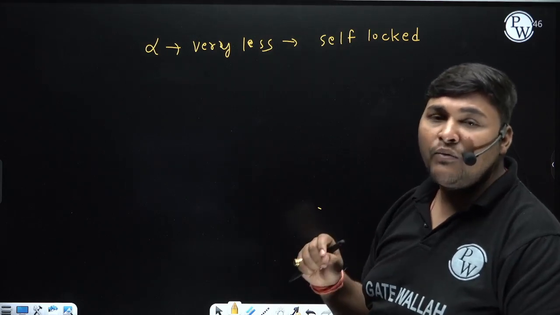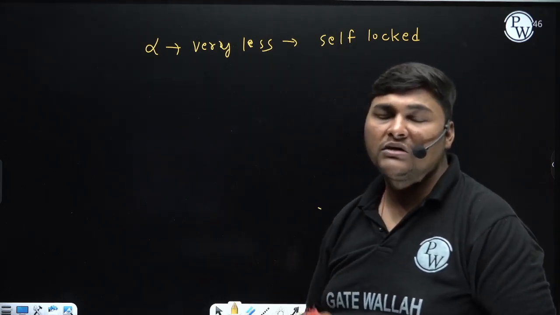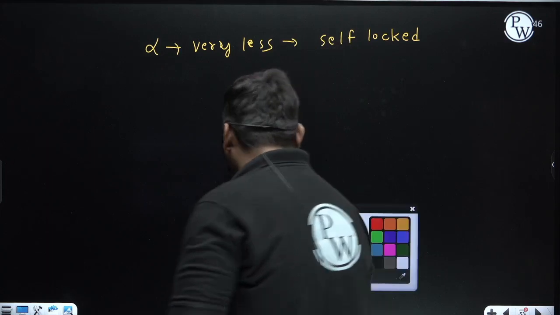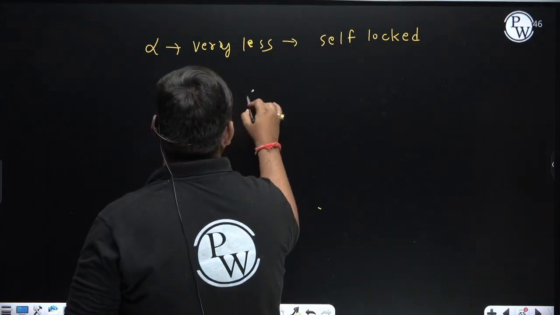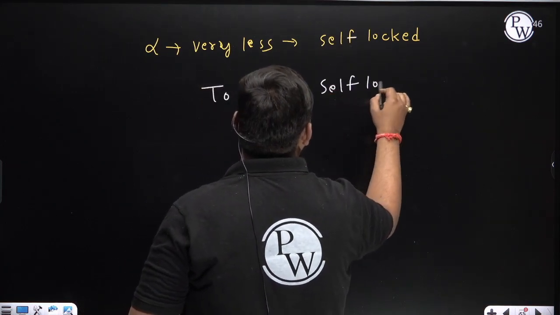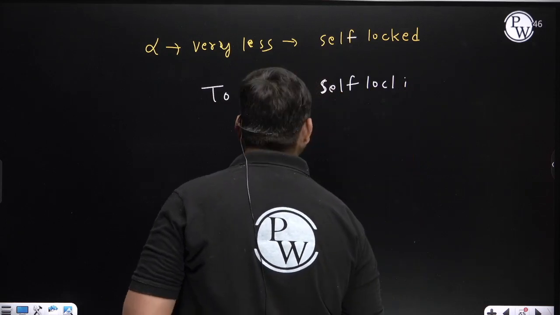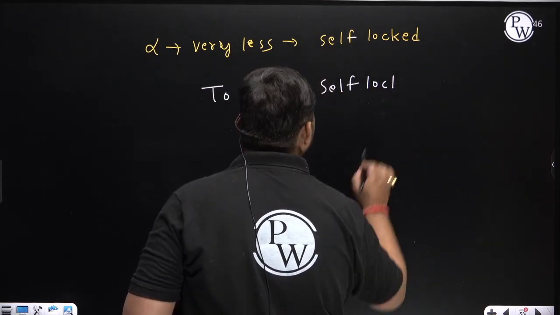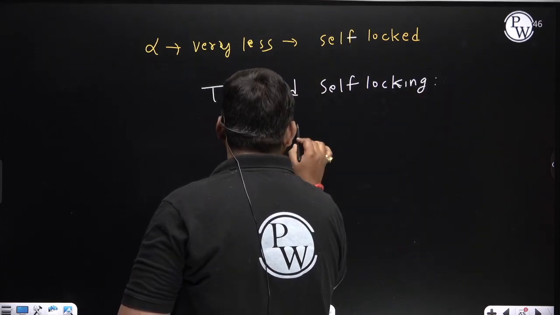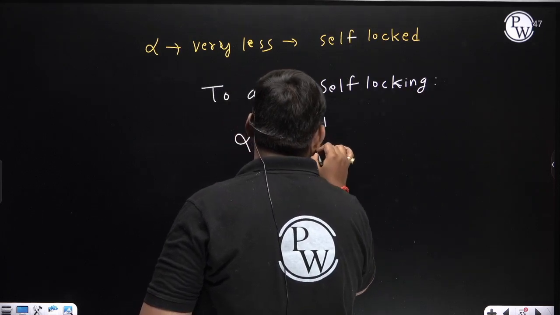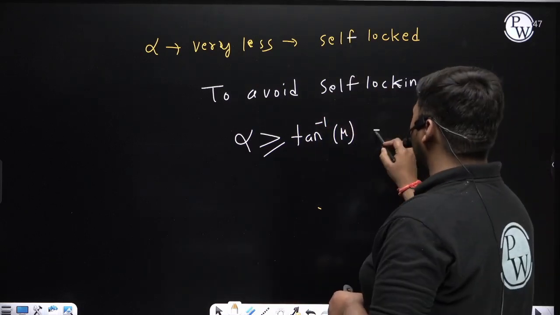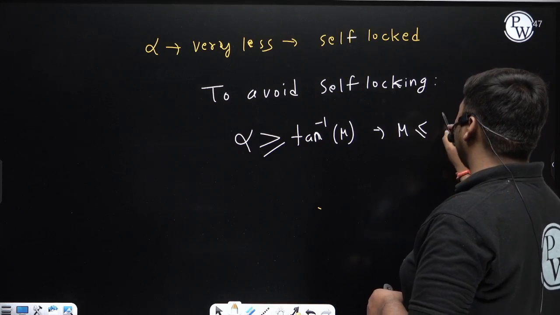We need to take the value of alpha more than some particular limit, and that particular limit is the friction angle. To avoid self-locking, the value of alpha should be more than or equal to the friction angle, that is tan inverse mu, where mu is the coefficient of friction. From this, if you find the expression for mu, you can say mu should be less than or equal to tan alpha.